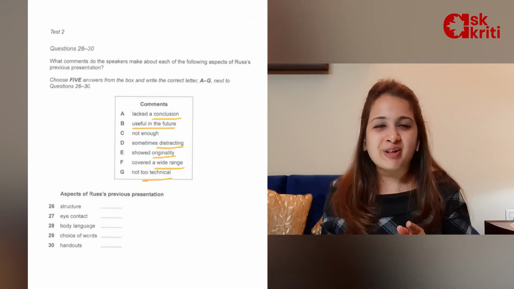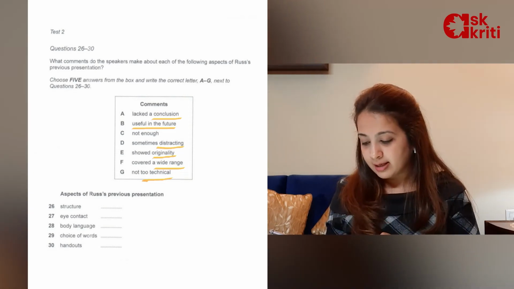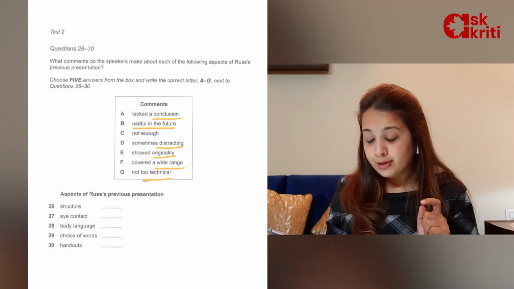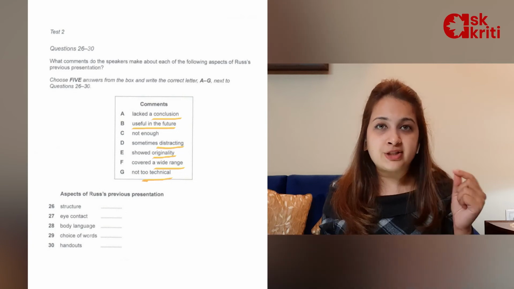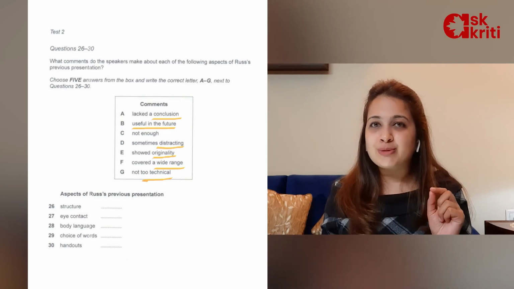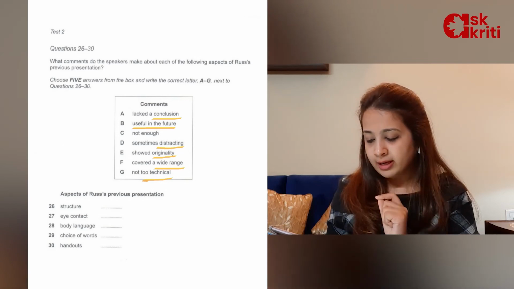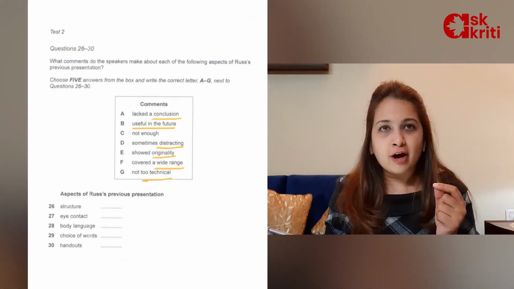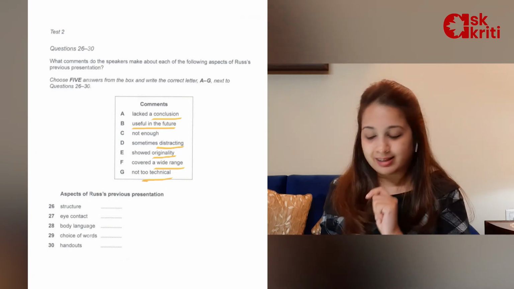I hope you guys also got it right. Coming to 27th, eye contact. It said that it was not something that the teacher there was expecting, which means it was not enough. There's no other option that is correlating to not enough or not something that was expected. Hence the answer is C.